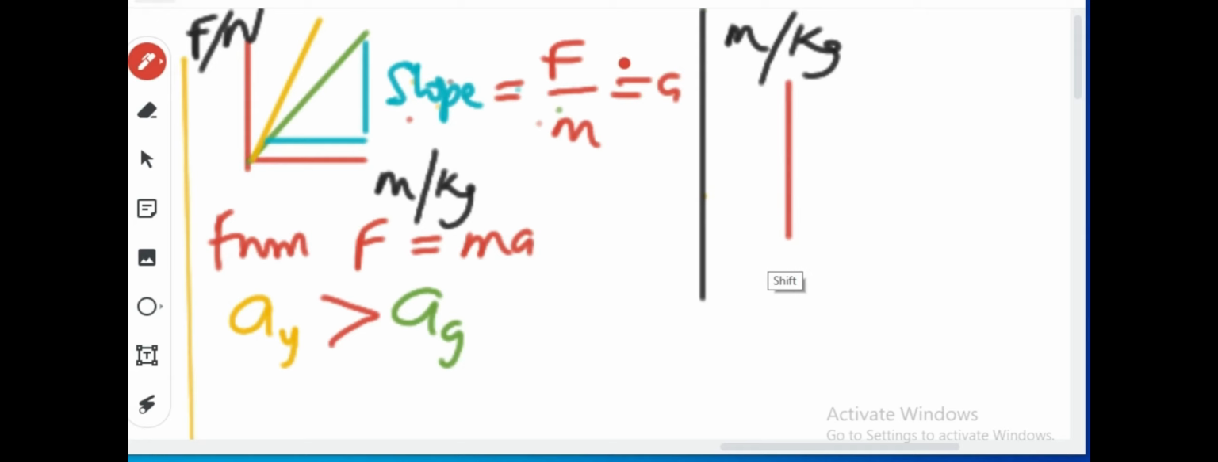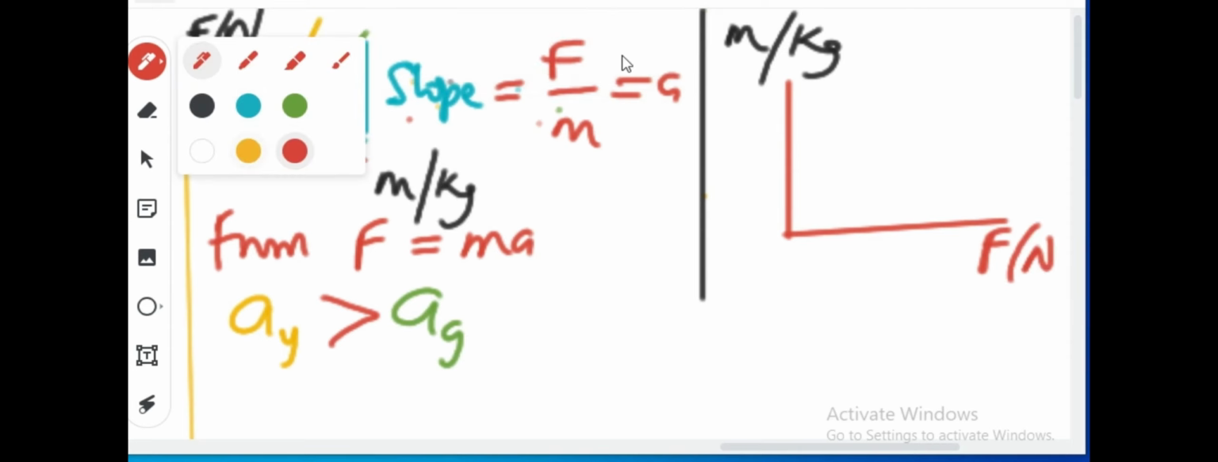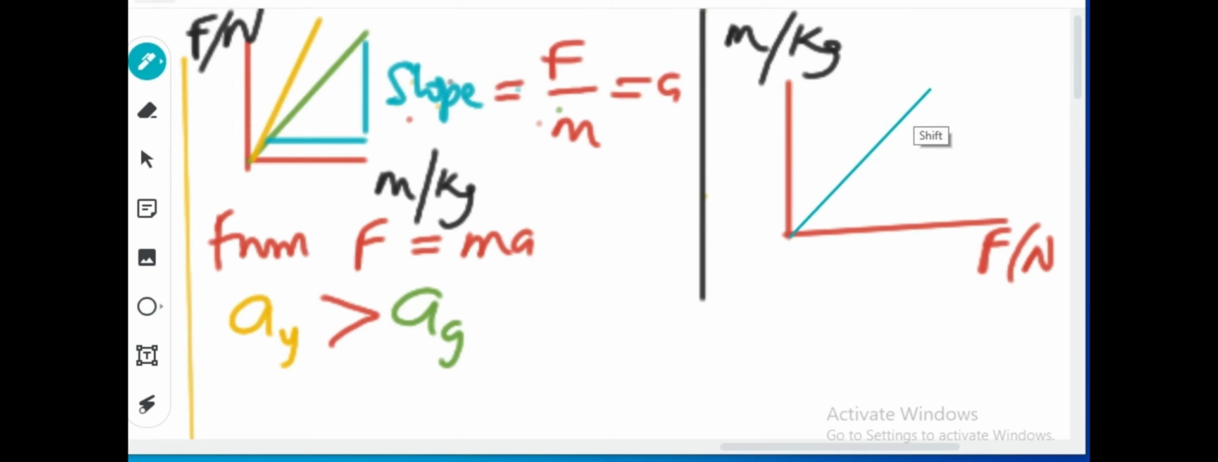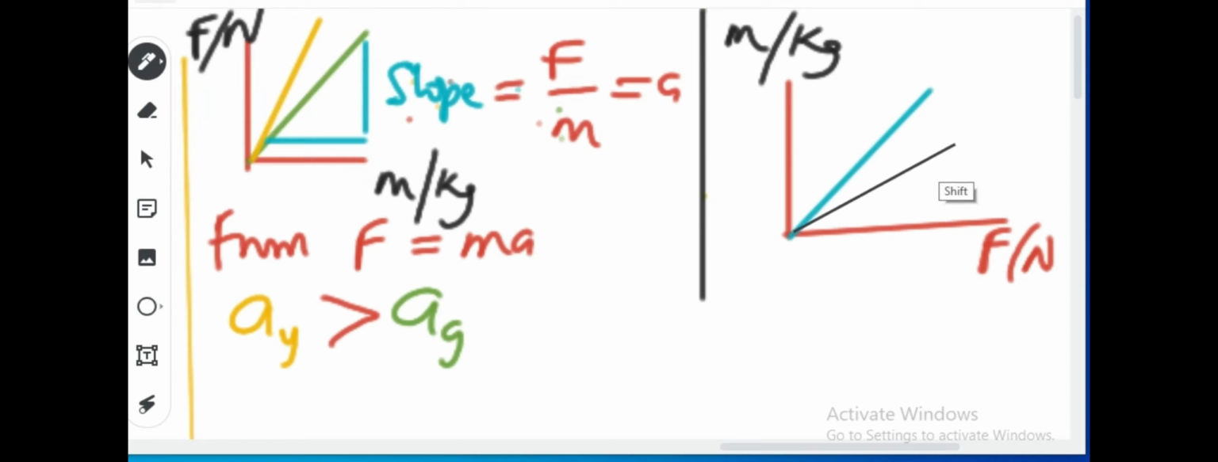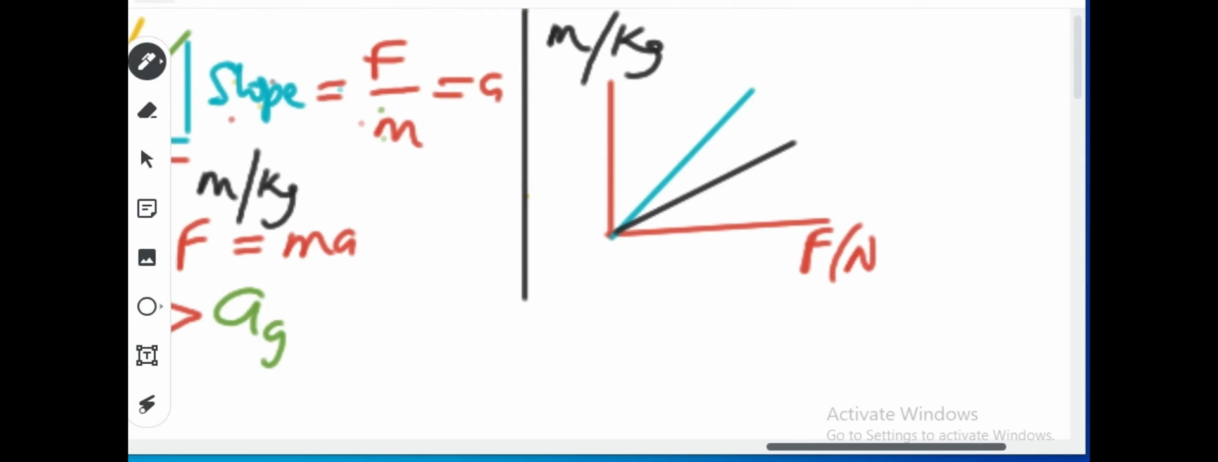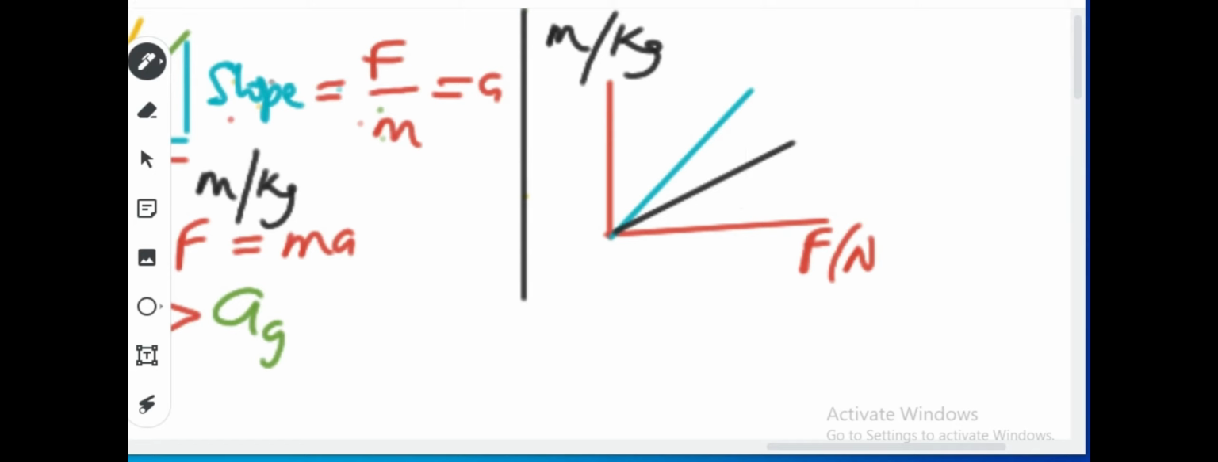If you plotted mass against force in Newton, and then you get these two, you get this, and then you also get this. By the way, what would the slope give? 1 over a. Let me use a yellow line to draw the slope.